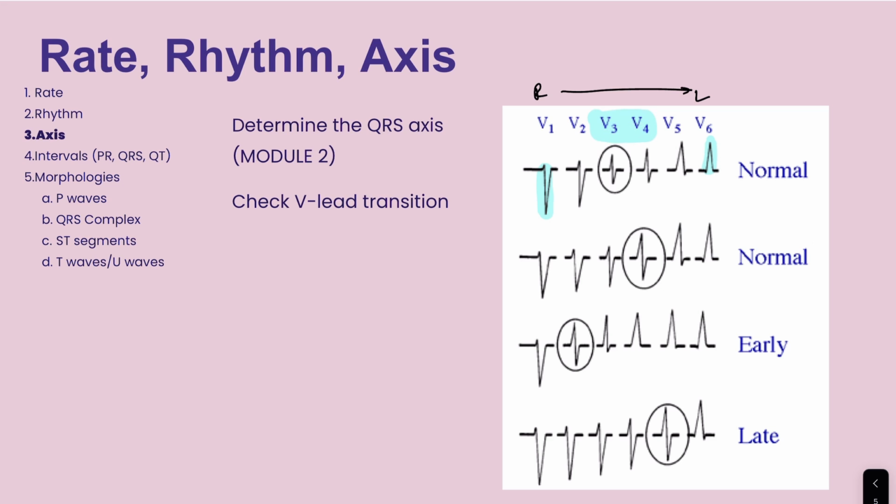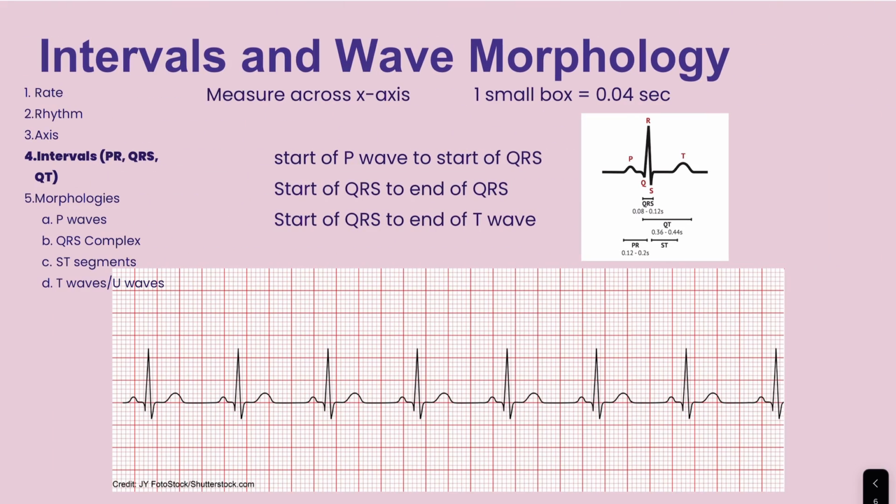Anything in this V3, V4 range, we consider to be normal. Now, if you have something that is V2 or earlier, we would denote this as early. And if you have something that is V5 or later, we would denote that as late V-lead transition.